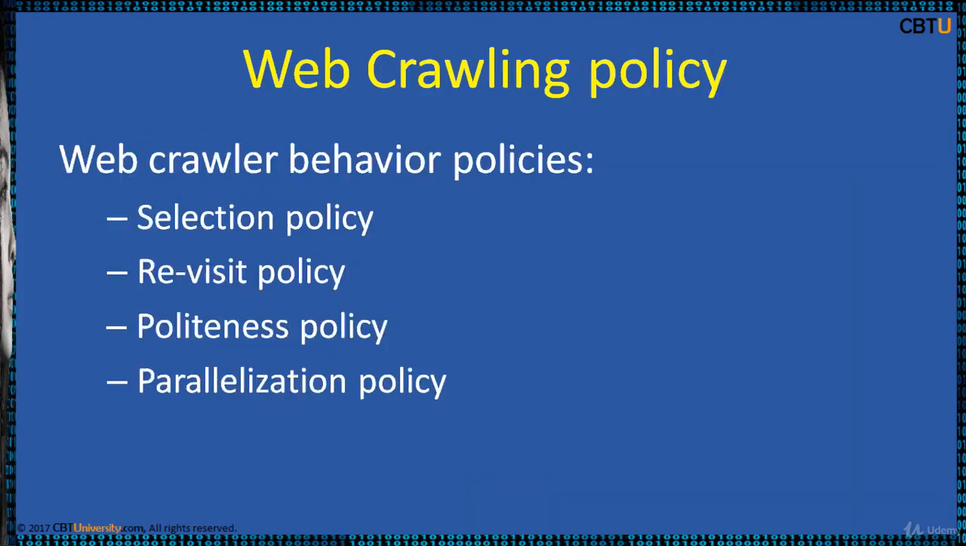Web crawling policy should not annoy the target, following specific behavior policies like the selection policy, which states which pages to download; the revisit policy, which checks for changes to the pages; and the politeness policy. This is to avoid overloading the websites, as crawlers consume resources on the remote server, impacting the performance of the website. Then the parallelization policy. This says how to coordinate the distributed web crawlers.